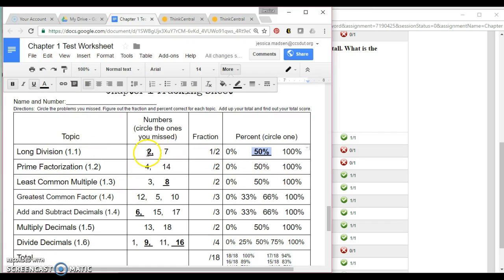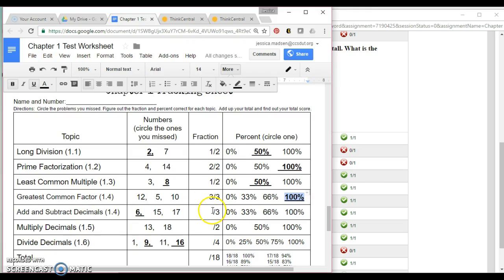I got 50% of the long division problems correct. Prime factorization, I got both of them right. So my fraction for that is 2 out of 2, or 100%. Okay, least common multiple, I missed 1 out of the 2. My percentage for that is 50%. Greatest common factor, I got them all right. 3 out of 3 is 100%. So we'll circle 100%. I know my greatest common factor.